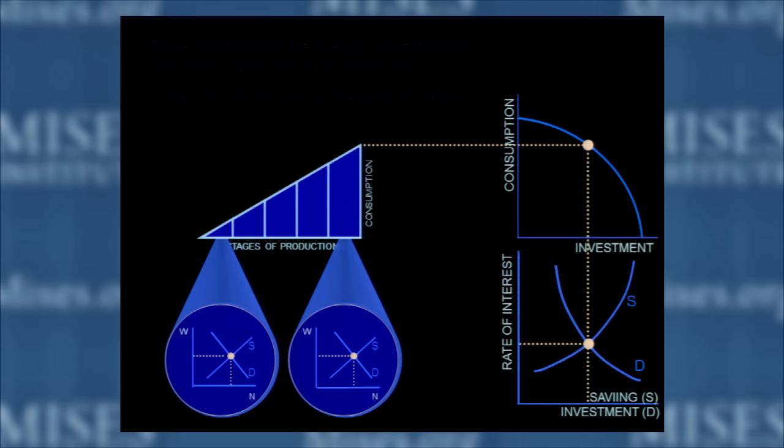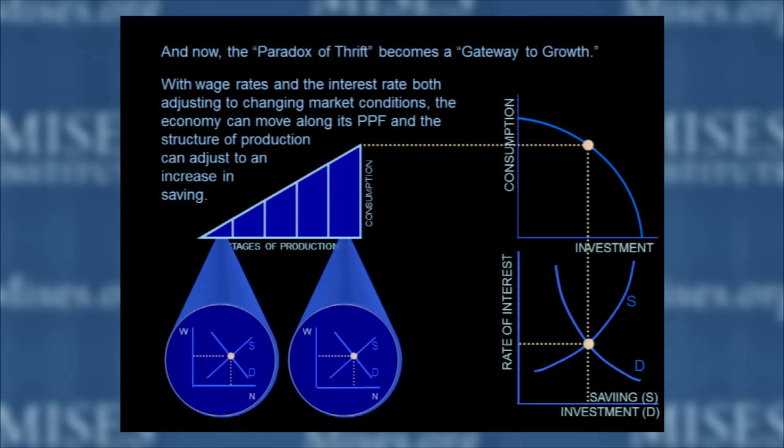And now what you have is a Hayekian model. The paradox of thrift becomes a gateway to growth. With wage rates and interest rates both adjusting to changed market conditions, the economy can move along the PPF and the structure of production can adjust to an increase in saving. You've seen this before, so you'll see it one more time.